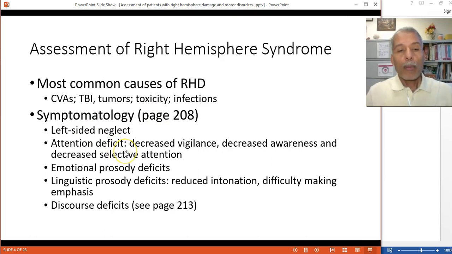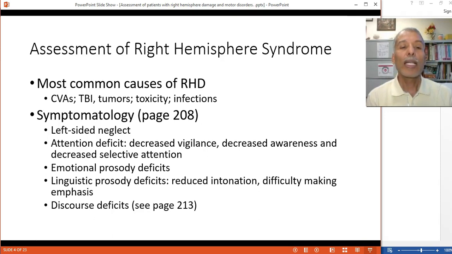There are many other problems where the person might even lack awareness of the left side of the body. For example, when they comb their hair, they might just comb the right side, and they do not pay attention to the left side. So it's a very interesting and yet complex disorder, but you typically encounter it, and that's a big sign that the person has right hemisphere damage.